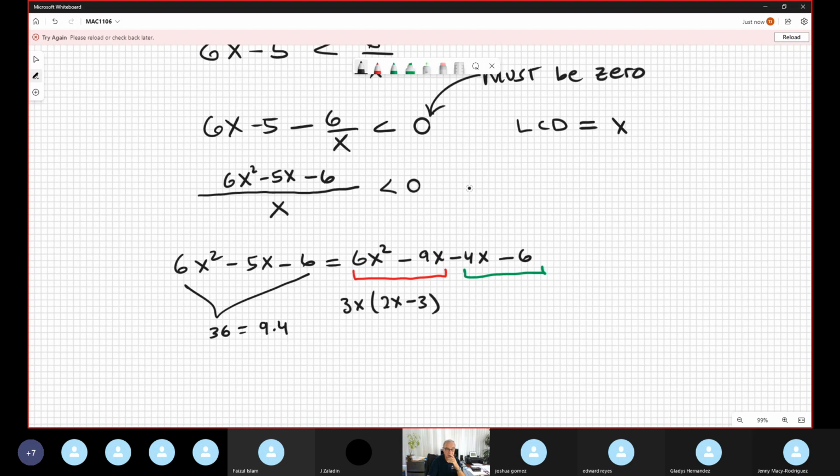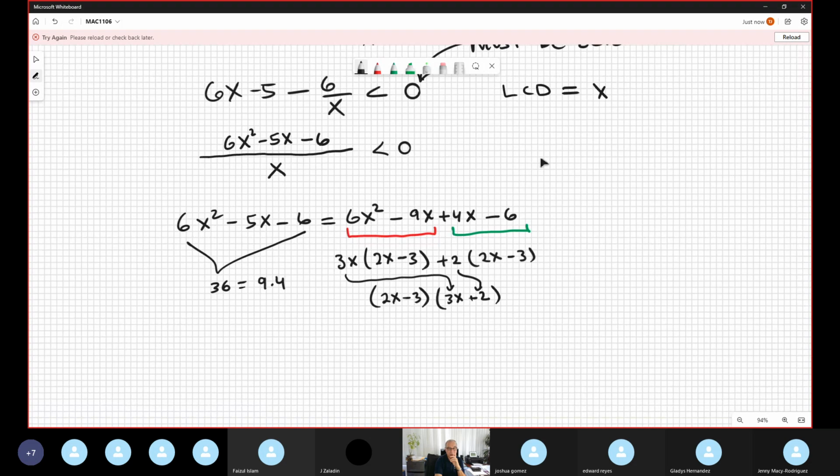I made a mistake, no? Yeah, I made a mistake. It's a plus, right? Because negative 9 and positive 4 is negative 5. Okay. So the greatest common factor is 2, and we have 2x minus 3, and 2x minus 3. And inside the last parenthesis, we have 3x. This 2 is this. Okay, cool.